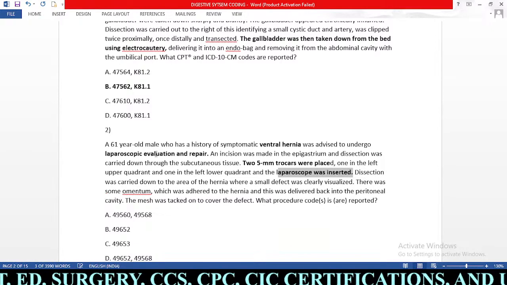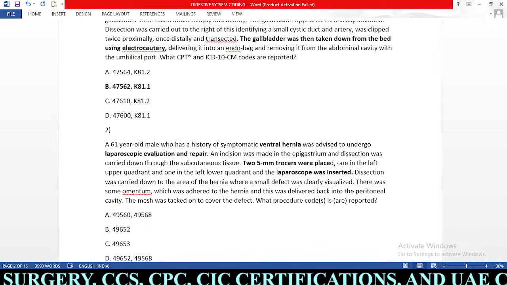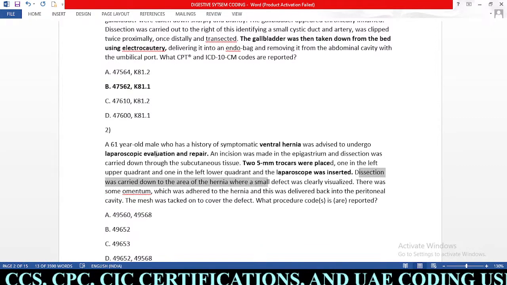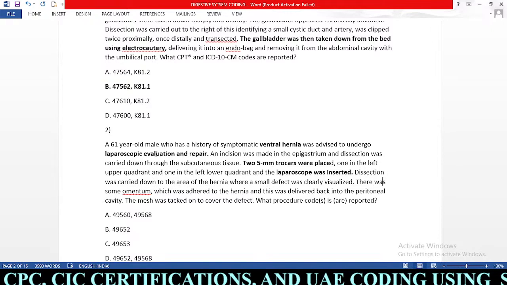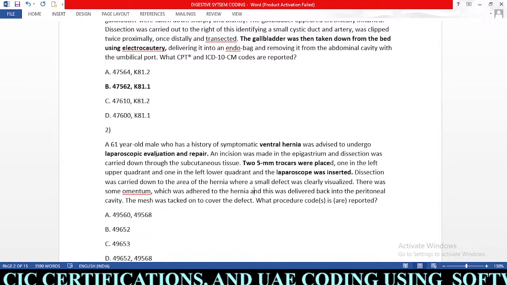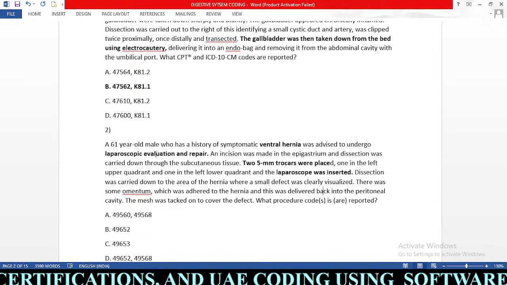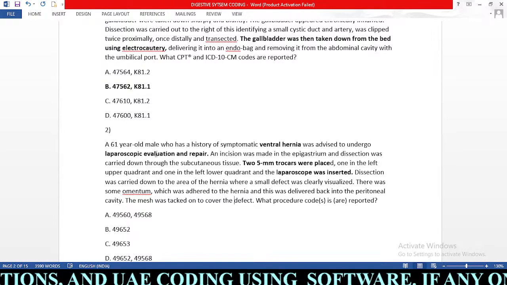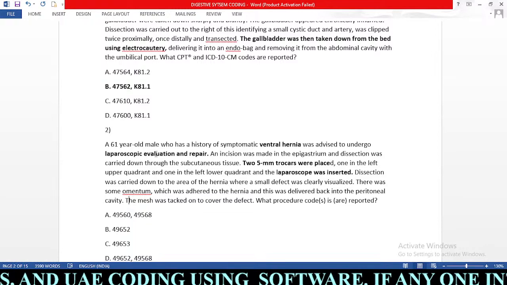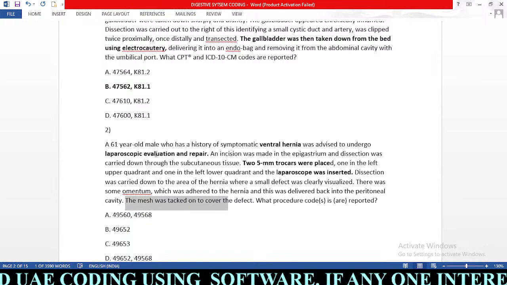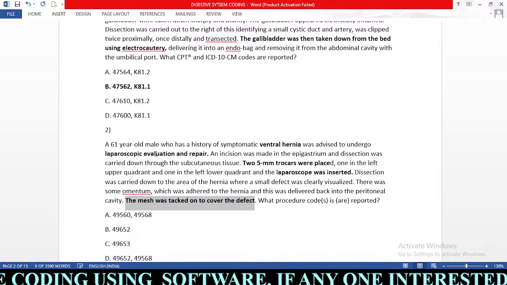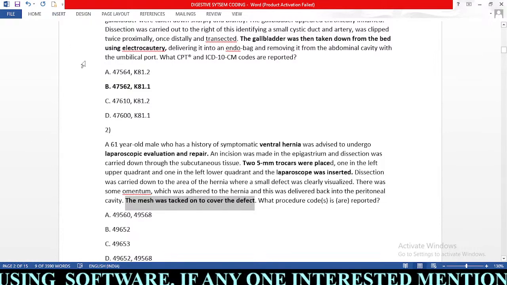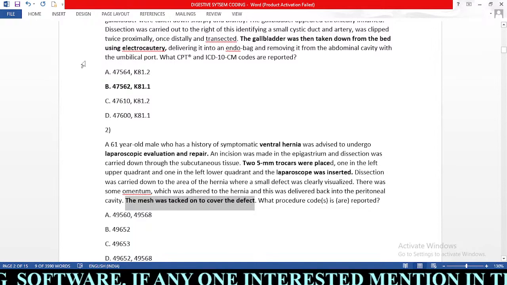So this is also a keyword, and dissection was carried down to the area of hernia where a small defect was clearly visualized. There was some omentum which was adhered to the hernia and this was delivered back into the peritoneal cavity. The mesh was tacked onto the defect. So we need to identify, this is also one keyword. So basically here what happened? Here answer A is wrong.